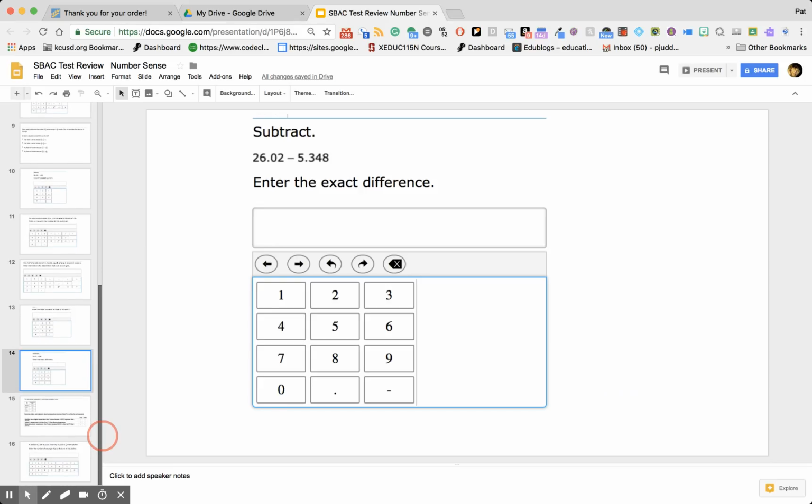Okay, so now we have a subtraction of decimals problem. And you're going to subtract 26 and 200ths from 5 and 348 thousandths. Pause the video here. Work on this individually and then check your answer with the person next to you. Okay, pause the video here. Take about a minute and 30 seconds and then check back in.